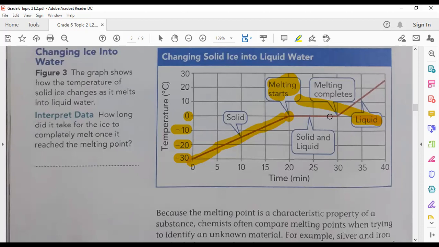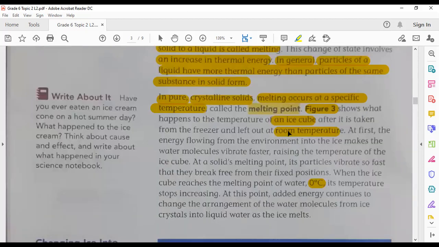Notice that when it is 0, part of the ice is solid, part of it is liquid, but when the melting completes after a long time, for example 30 minutes, the whole ice becomes liquid. So when we say melting point, at 0 degrees for water, it doesn't mean that all of the ice melts, but it is the starting of melting.